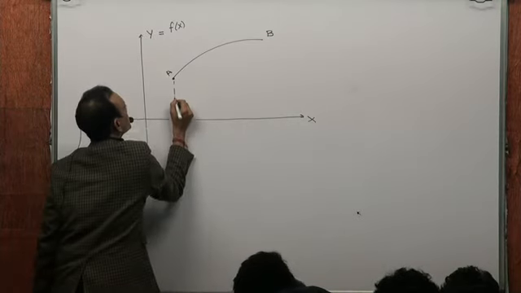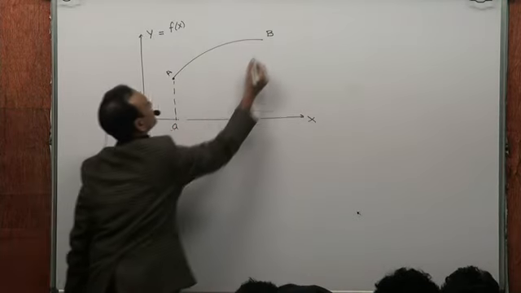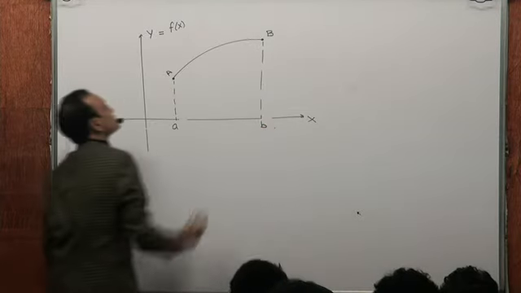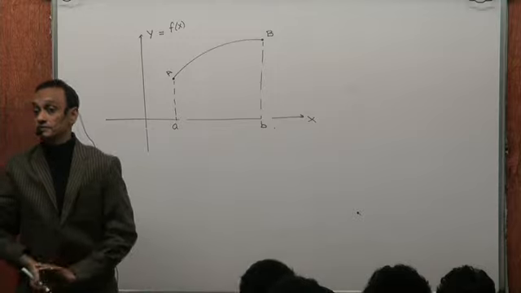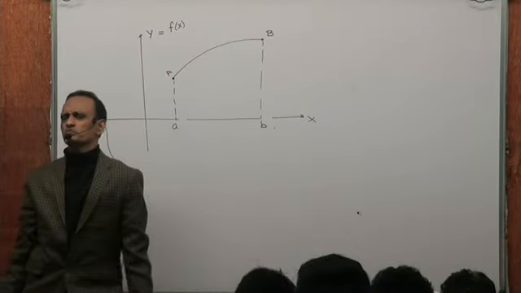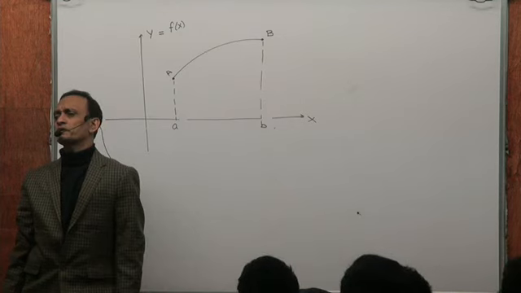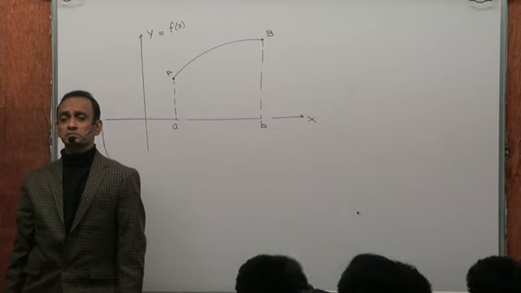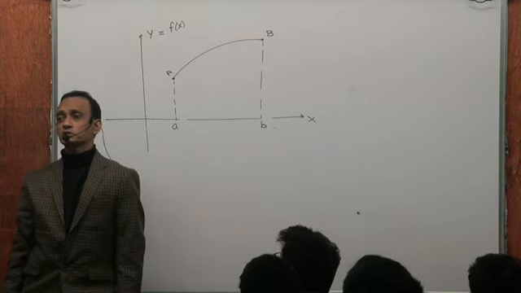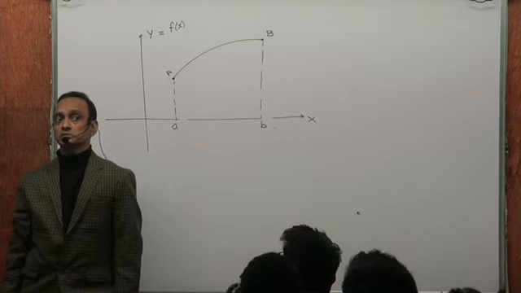X runs from A to B. I need the length of this curve between x equal to A and x equal to B. This length I need. What am I going to do? How do I obtain the length of the curve? How does one obtain the length of the curve?